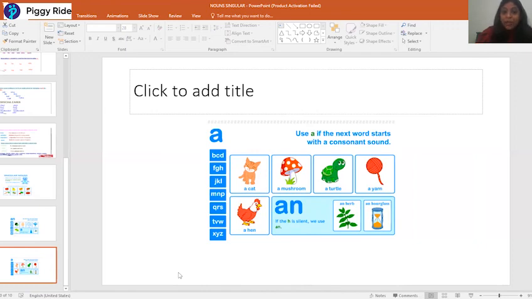Okay. Now, if the H is silent, we use an. So if you see that H is silent, then we apply the article an. Now again, the examples are an hour and an heir, like an hour in our class. So you see that if H is silent and we have a vowel just after H, we use the article an.